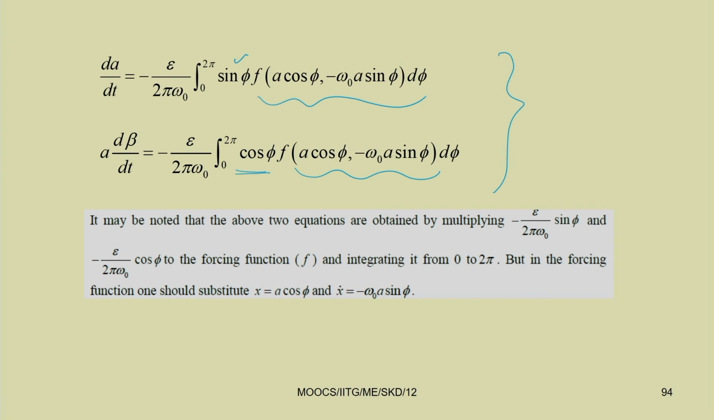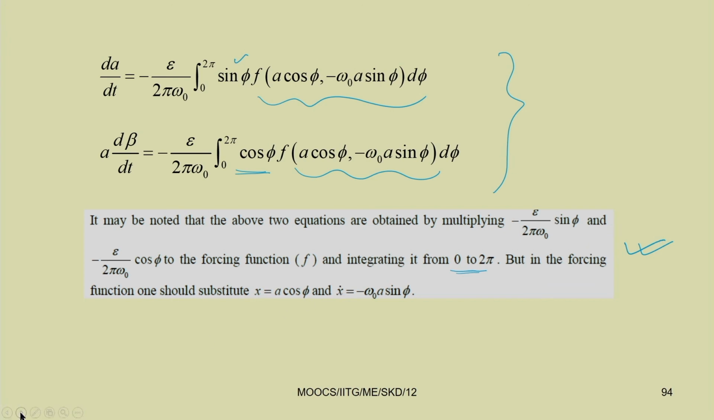So, it may be noted that the above two equations are obtained by multiplying minus epsilon by 2 pi omega 0 sin phi and minus epsilon by 2 pi omega 0 cos phi to the forcing function f and integrating it over 0 to 2 pi, but in the forcing function one should substitute x equal to a cos phi and x dot equal to minus omega 0 a sin phi. So, by using this thumb rule, one can apply this Krylov-Bogoliubov method conveniently to find the solution.